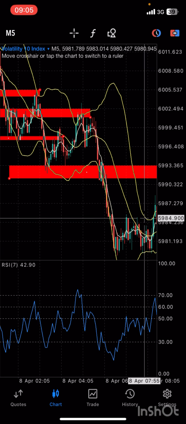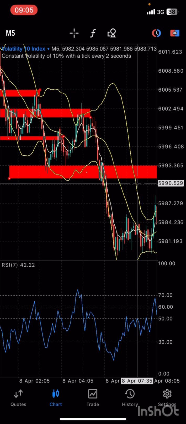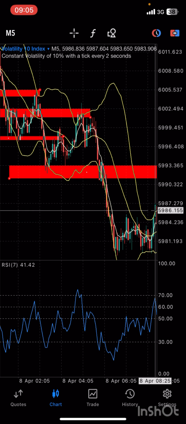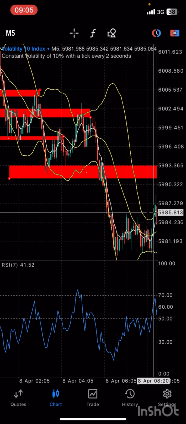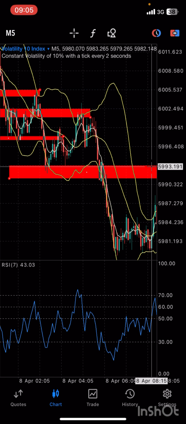This is where the top of the moving average came all the way to this point. But this is not good because this is where the support zone is. So even though this happens, we are going to wait for the price to get to the support zone.